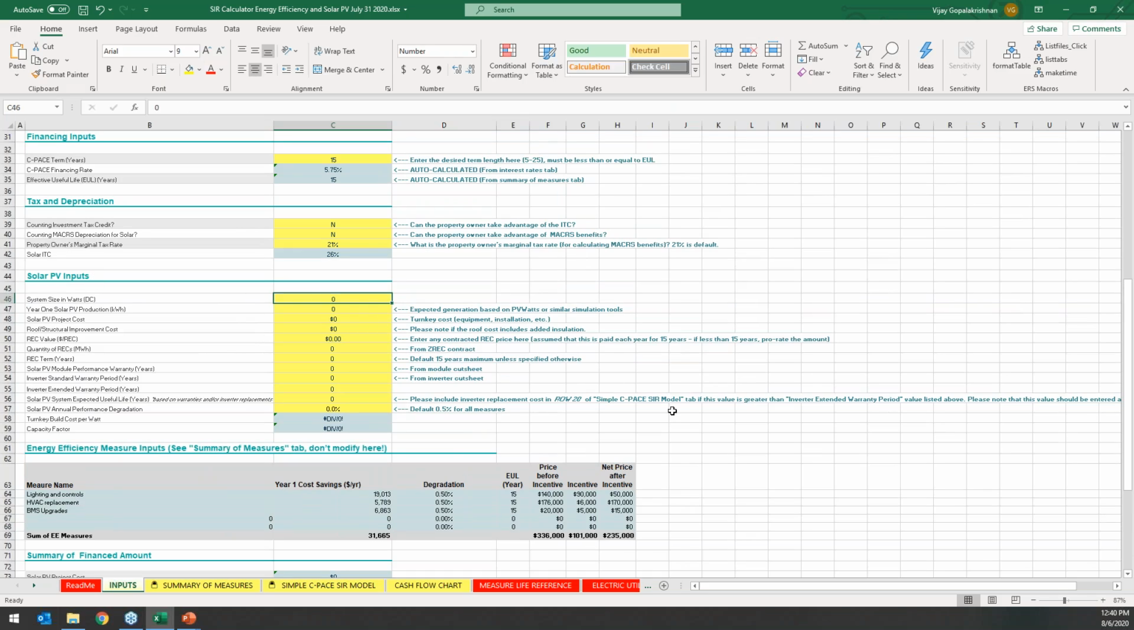We would just go here, and let's say we want to include, I'm just making up numbers, a 100,000 watt DC system with 122,000 kilowatt hours of production, a $50,000 to $200,000 cost, $100 per REC, 100 megawatt hours, a 15-year REC term, and 25 years. I'm just making these up at this time.